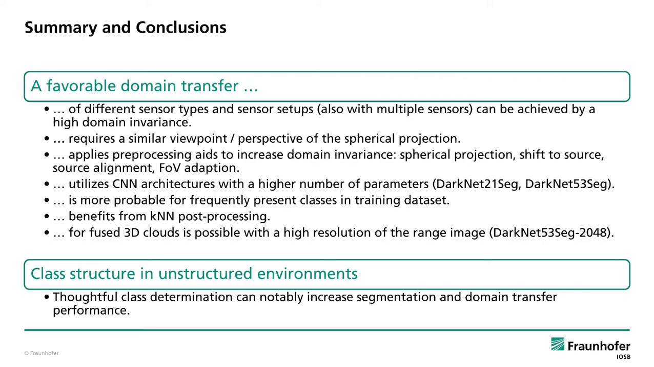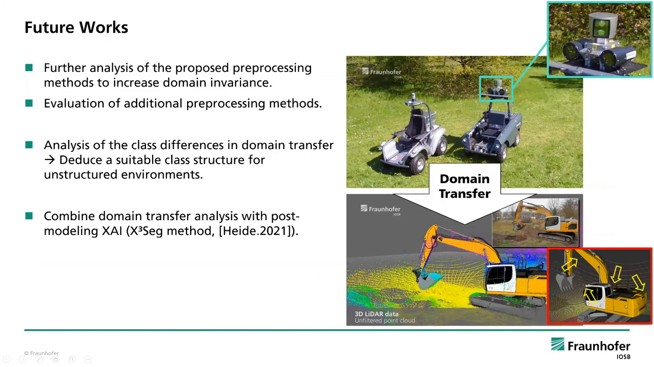Of course, naturally, the domain transfer is better for classes that are frequently present in the data set. And also KNN post-processing is beneficial. And if we were talking about fused 3D point clouds, high resolution of the range image also helps. And naturally, regarding the class structure in unstructured environments, thoughtful class determinations can notably increase the segmentation accuracy if we just look for where can we go, where can we not go, and not try to classify the ground only on its geometrical characteristics.